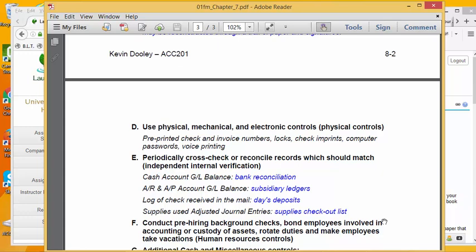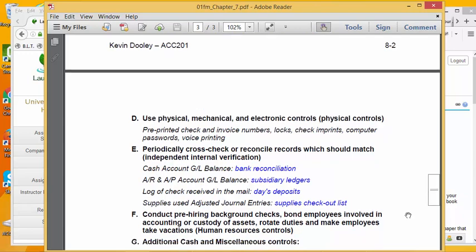Also, do some rotation of duties, so that different people have to do other people's function every once in a while, on basically a random basis, so they never know when somebody else is going to take over their duties. And then also make employees take vacations. So why should they take vacations? So they're happy? No, they should take vacations so somebody else does their job while they're out, and if anything strange is going on, it may come to light then.